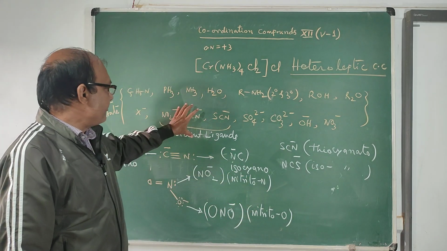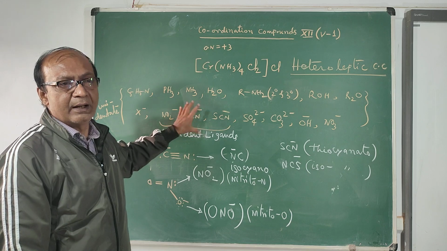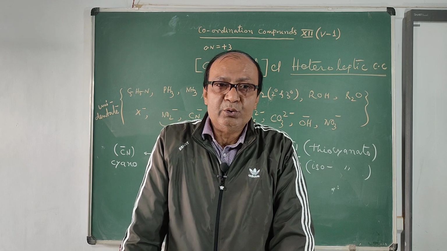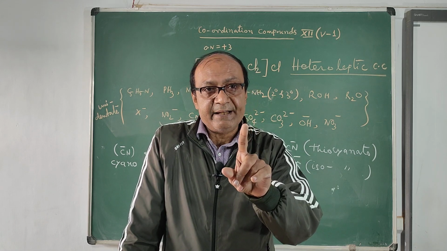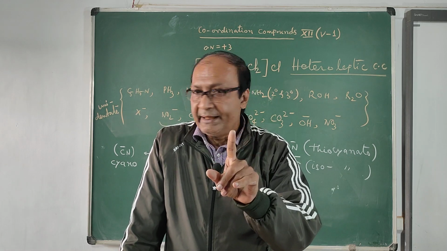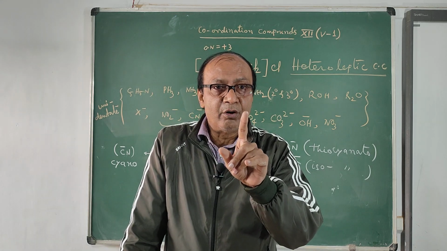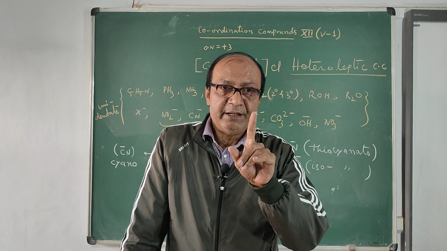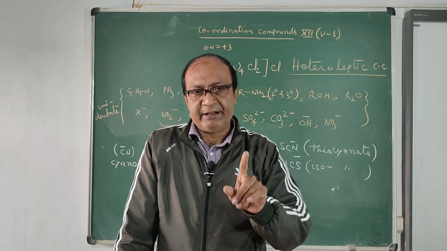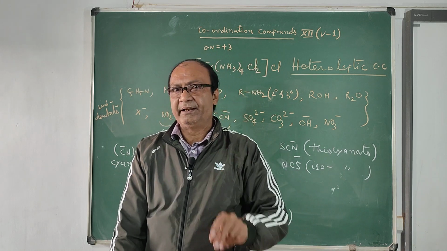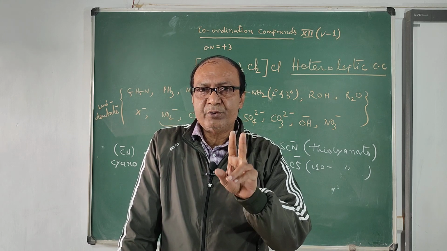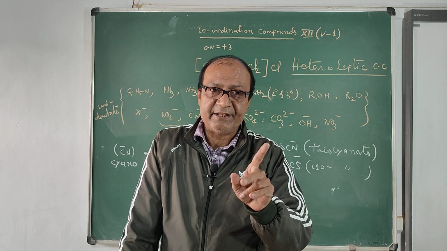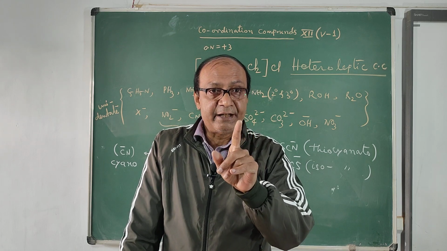So these are the ambidentate ligands. What are ambidentate ligands? They are unidentate ligands which can use more than one donor site for bonding with the central metal atom or ion through coordinate bonds. Understand it, for coordinate bonding.